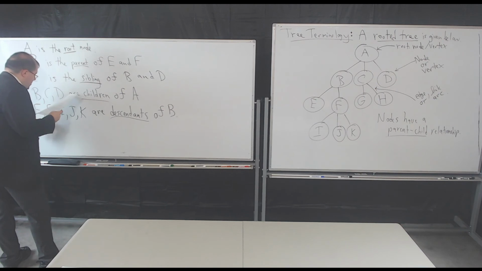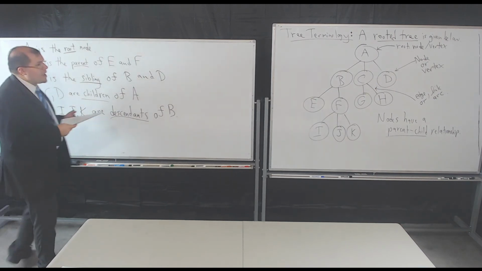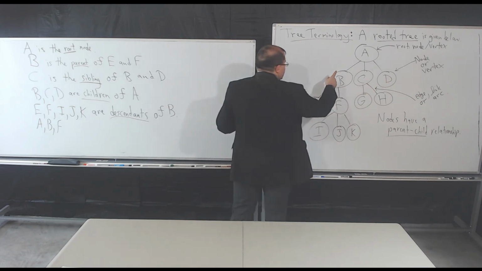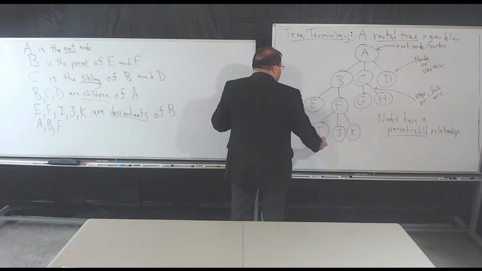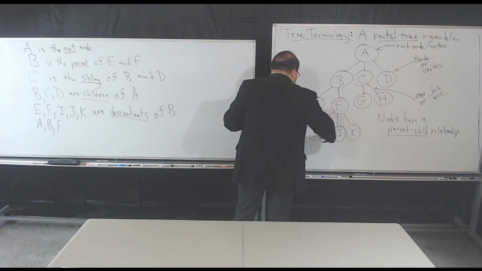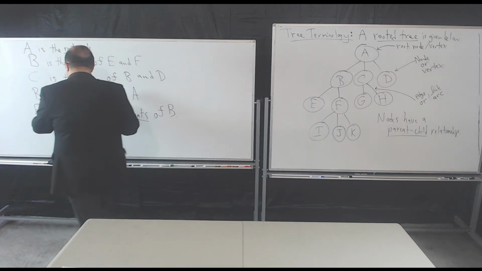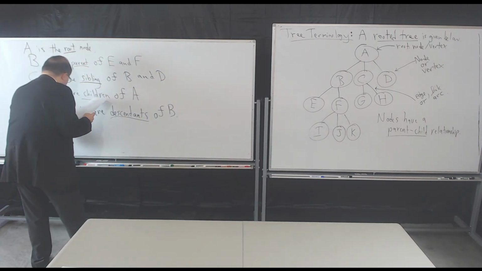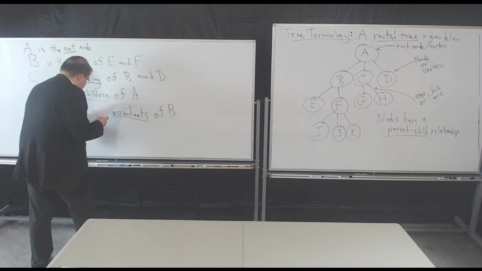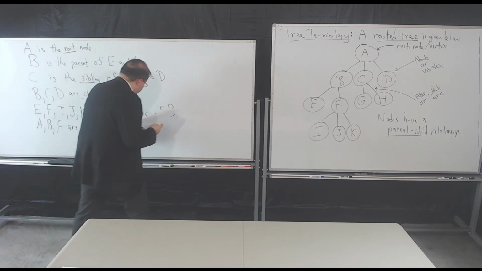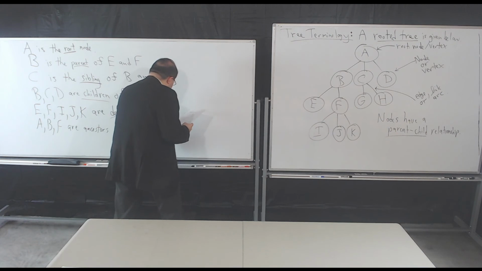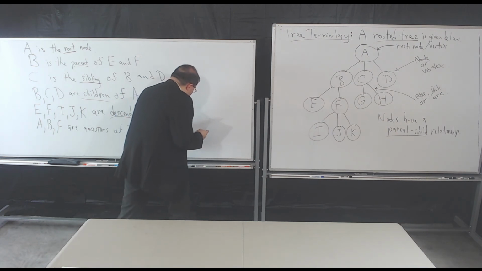Okay, how about A, B, and F? Let's see, A, B, and F. These are all preceding parents or some ancestor to any one of these three down here. So we'd refer to A, B, and F, these three, as ancestors of J. And it's worth noting that A has no ancestors. Why? Because it's the root.